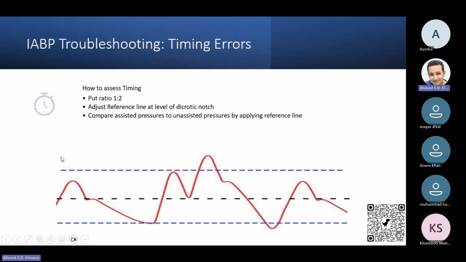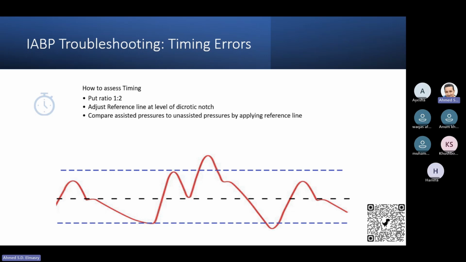So how to assess the timing errors, especially the inflation errors? Basically, you should set the intra-aortic balloon to the ratio 1:2, so you will be able to assess the augmented waveform in comparison to the unaugmented waveform. You have to put the reference line and move it until you reach the level of the dicrotic notch. If the inflation point is at the same level of the dicrotic notch, your inflation timing is optimum and you don't have any issue with the inflation timing.